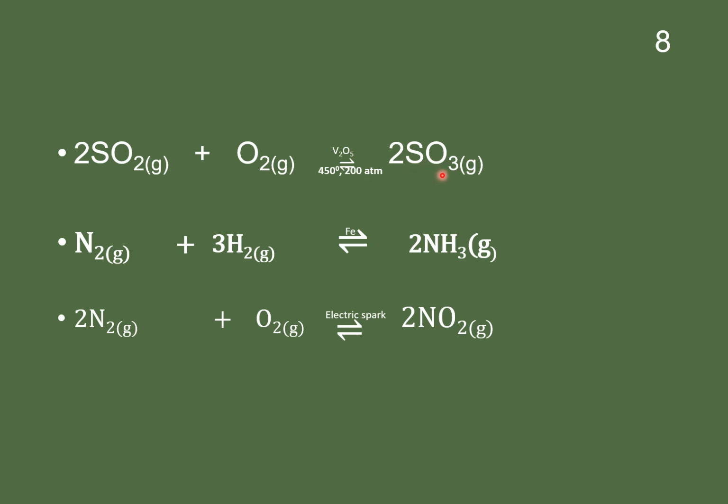Another example is nitrogen reacting with hydrogen in the presence of iron to form ammonia. Nitrogen reacts with oxygen and forms nitrogen dioxide in the presence of an electric spark. These are all reversible reactions. Look here, the arrow shows that this reaction is a reversible reaction.